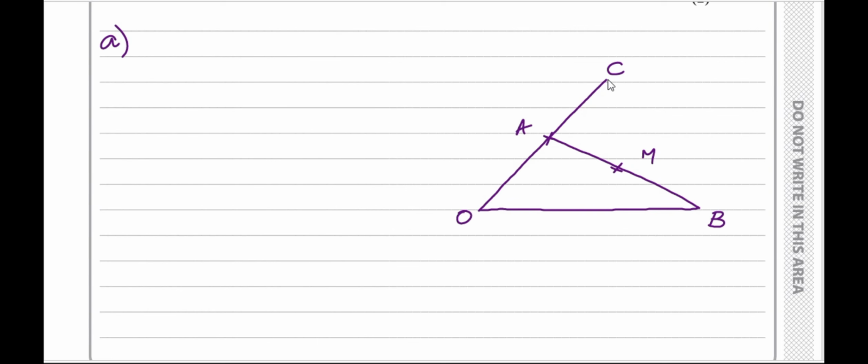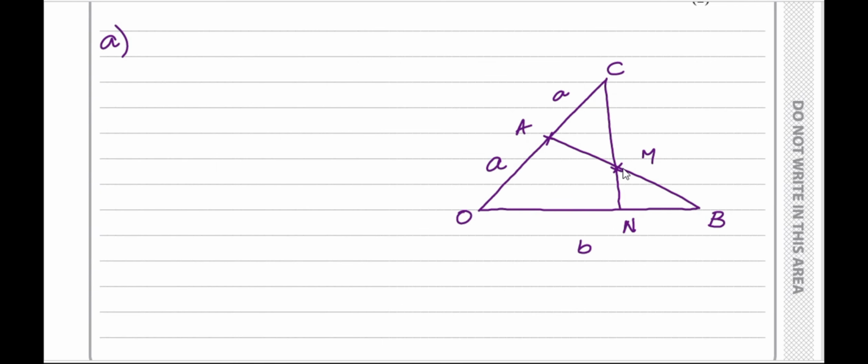The question says that the line from C meets AB at the midpoint and goes on to meet OB at point N. Vector OB is equal to b. Vector OA is equal to a, and AC is also equal to a, because OC is 2 times OA as per the question. Right. Now we need to express CM in terms of a and b.